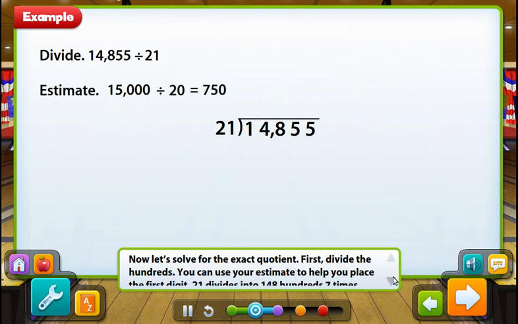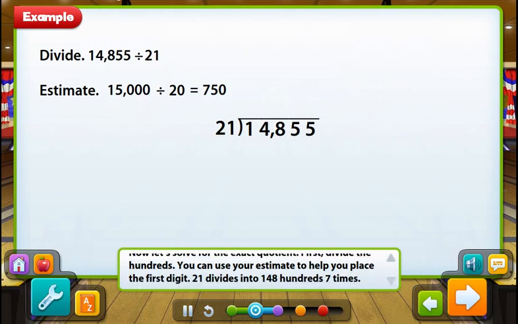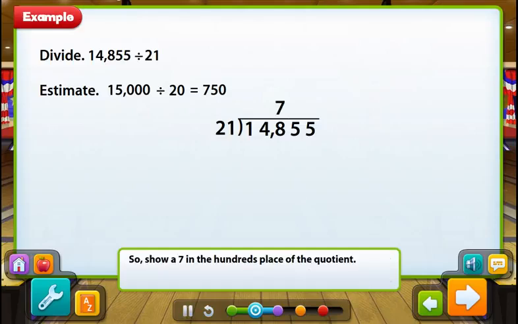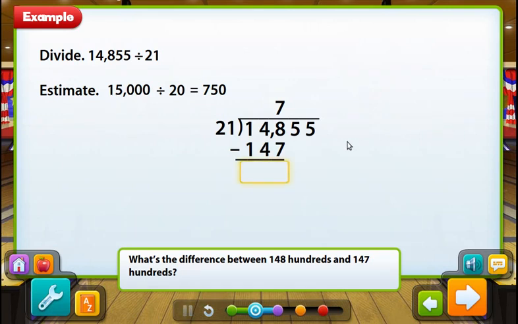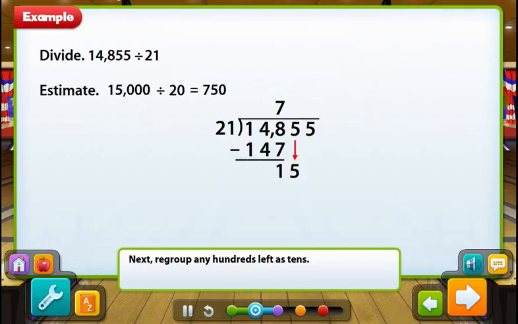First, divide the hundreds. You can use your estimate to help you place the first digit. 21 divides into 148 hundreds 7 times. So show a 7 in the hundreds place of the quotient. The product of 7 hundreds and 21 is 147 hundreds. What's the difference between 148 hundreds and 147 hundreds? 100. Next, regroup any hundreds left as tens.